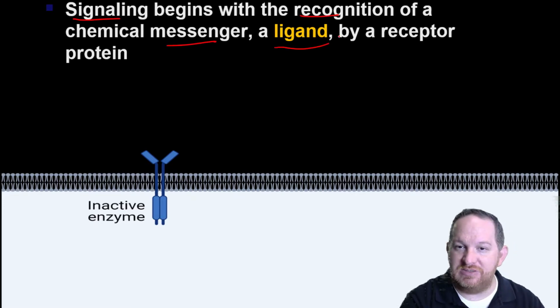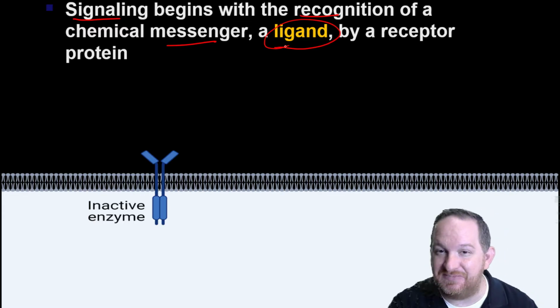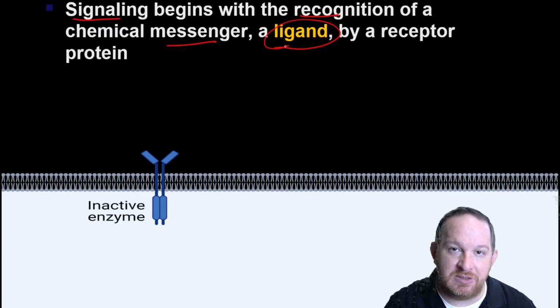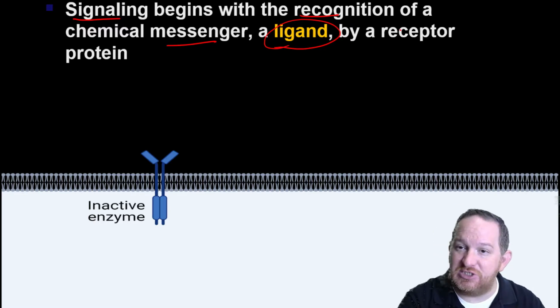Now this word is pronounced, I've heard several different pronunciations, ligand, ligand. I'm going to go with ligand. You can, I guess, say it how you want. So a ligand basically is just a chemical messenger that's going to be received by a receptor protein.